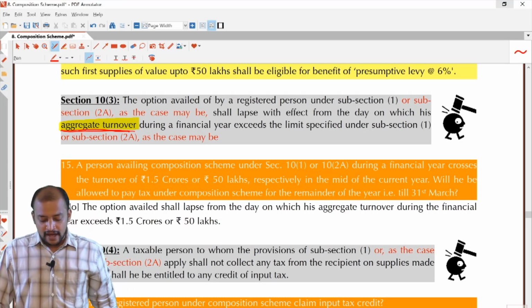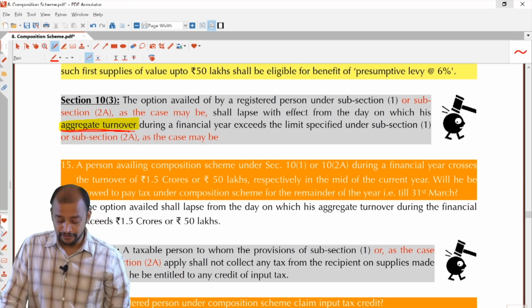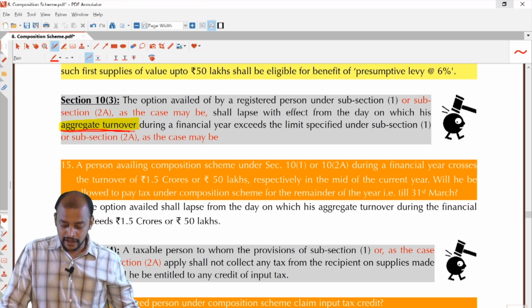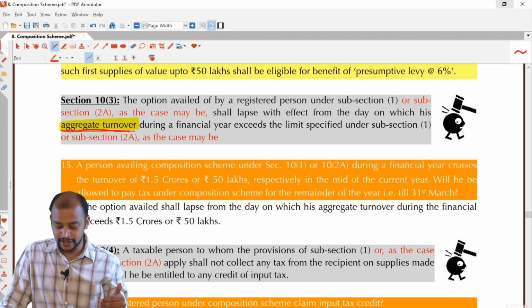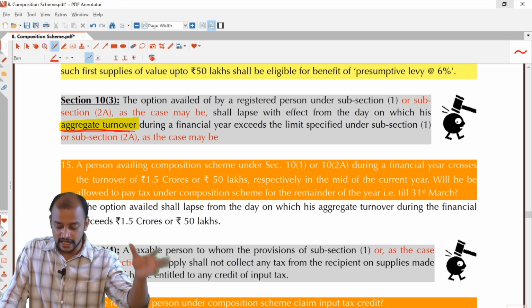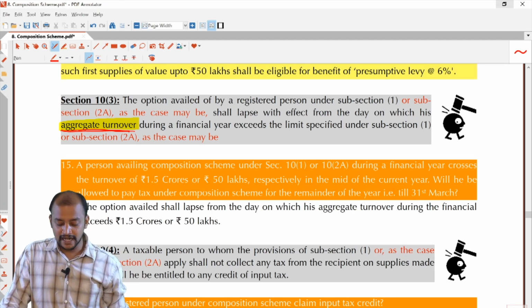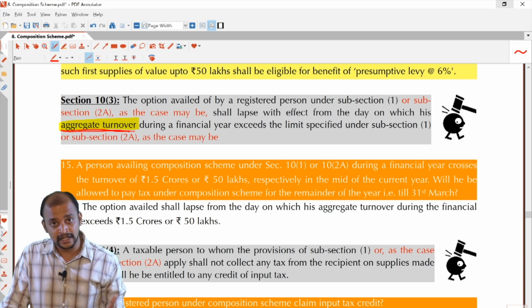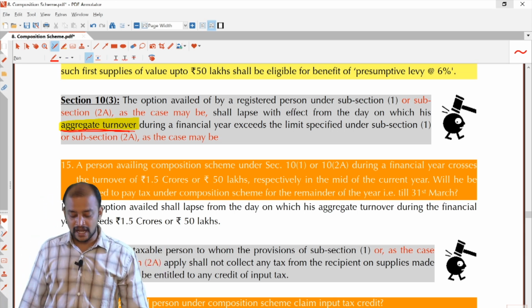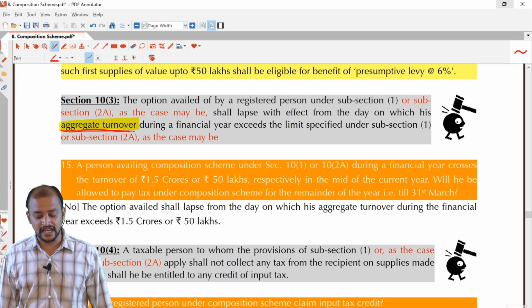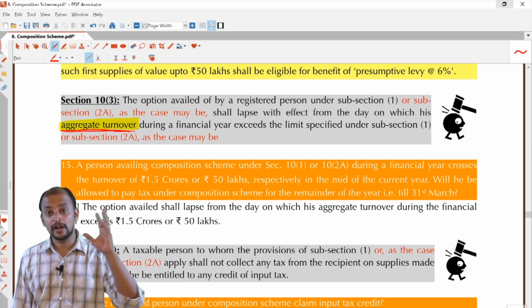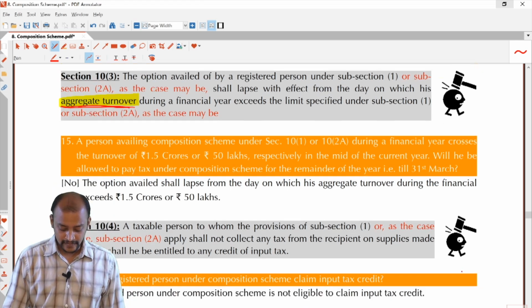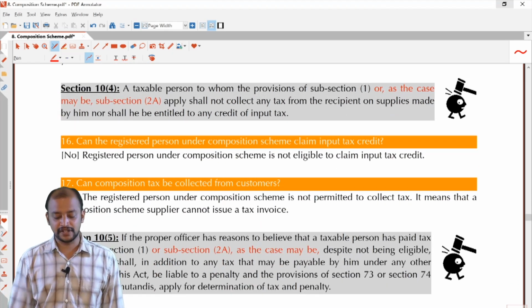FAQ 15: A person availing the composition scheme under section 10(1) or 10(2)(a) during a financial year crosses the turnover of 1.5 crores or 50 lakhs respectively in the mid of the current year. Will he be allowed to pay tax under the composition scheme for the remainder of the year till 31st March? No. The option availed shall lapse from the date on which his aggregate turnover during the financial year exceeds 1.5 crores or 50 lakhs.